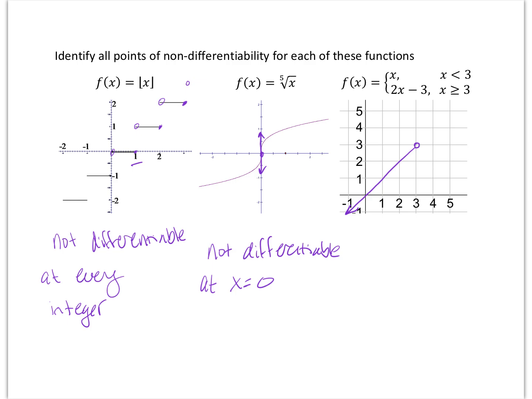So if I put a 3 in there, I get 2 times 3 minus 3, which is 6 minus 3, which is 3. So that means I can now fill that circle in. Okay. And then another point on the graph would be, if I plug in a 4, I get 2 times 4 is 8, minus 3 is 5. So (4, 5) is another point on this graph. And it looks like that. And I have a sharp corner at this point. So it is not differentiable at x equals 3.